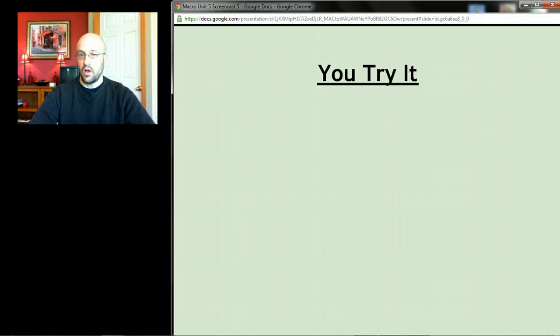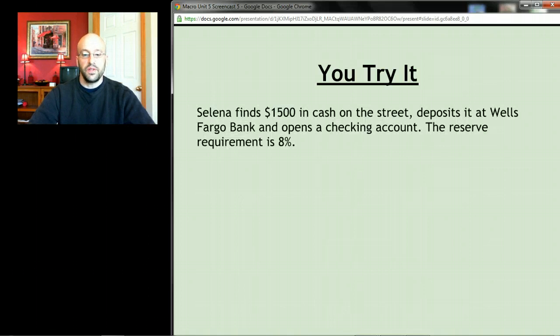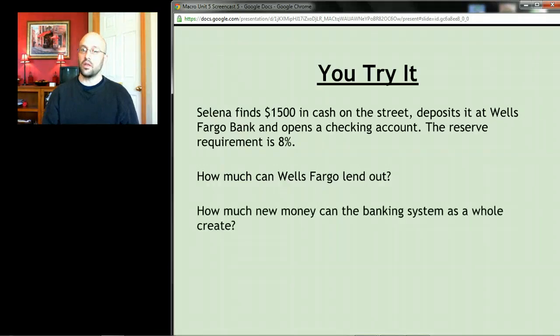So let me give you a problem or two and see if you can figure out how to go about solving it. Let's say that Selena finds $1,500 in cash on the street, deposits it at Wells Fargo Bank, and opens up a checking account. And let's also assume that the reserve requirement is 8%. Two questions here, and see if you can figure out each one. First, how much could Wells Fargo lend out as a result of this new deposit? And therefore, how much new money could Wells Fargo create? And secondly, once that money is subject to the whole money multiplier process, how much could the entire banking system create as a whole? Maybe I want to pause the video here and see if you can figure it out.